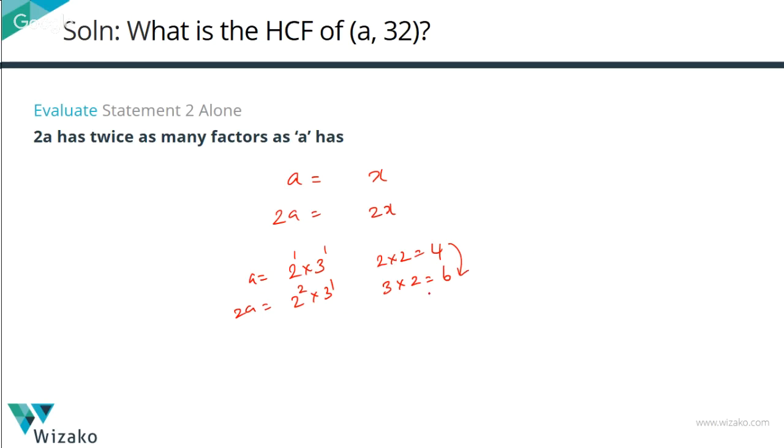Did the number of factors double? No, it did not double. It just became 1.5 times. It increased by just 50%. Let's take another example. Let's take something like 21.